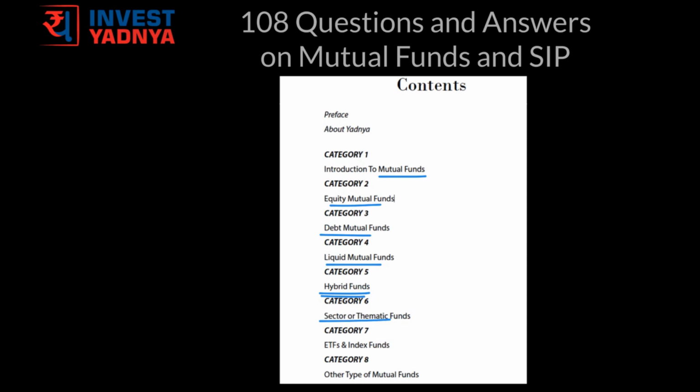Throughout the book, wherever there are reflective questions, along with stating the data, we have also presented our take on the question. The seventh category covers ETFs and index funds, and the eighth category talks about other types of mutual funds like fund of funds, FMPs, real estate funds, global funds, children and retirement funds, etc.